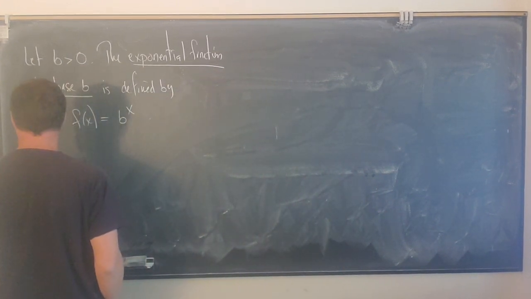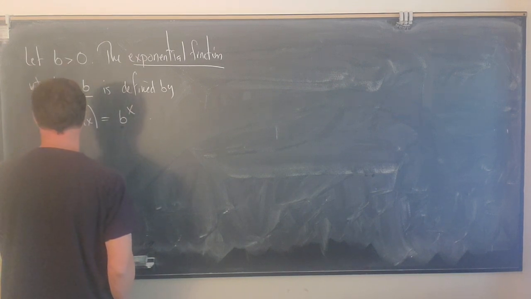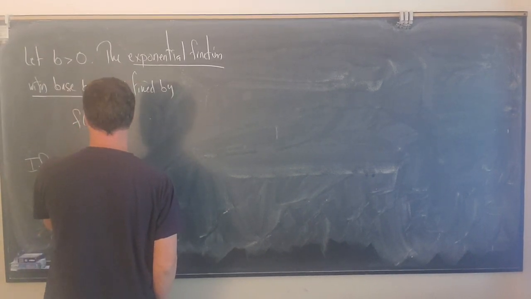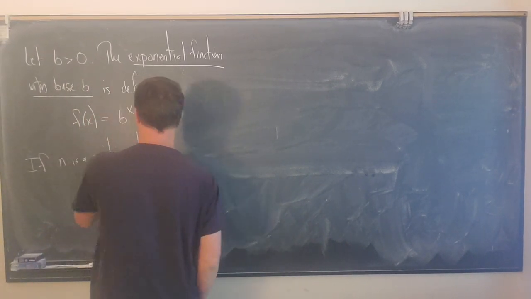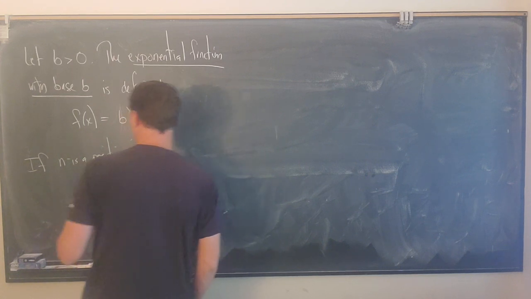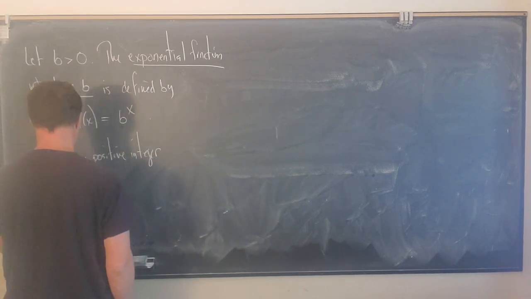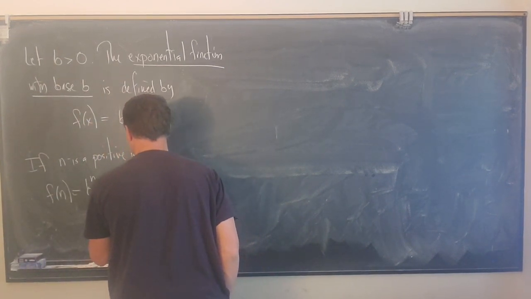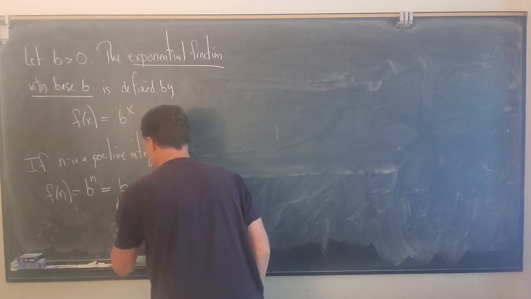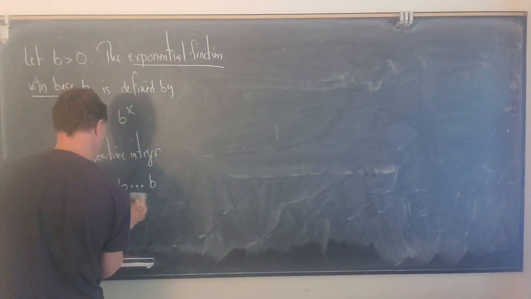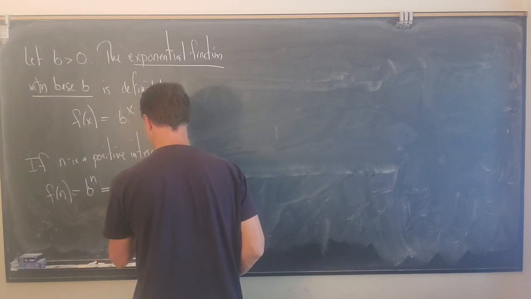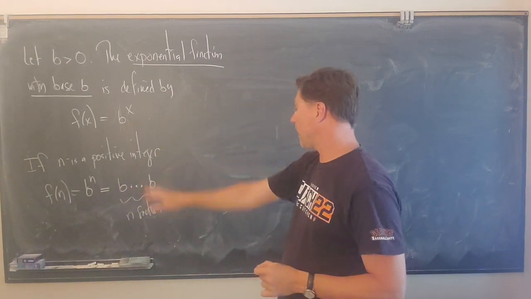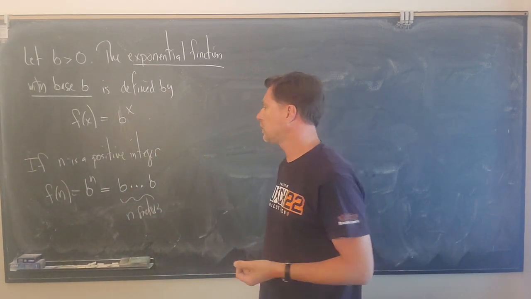So if n is a positive integer, then f of n would mean b raised to the n. And what does that mean? Well, it just means multiply b times itself, n factors. Just multiply b times itself n times. That's what b to the n means.